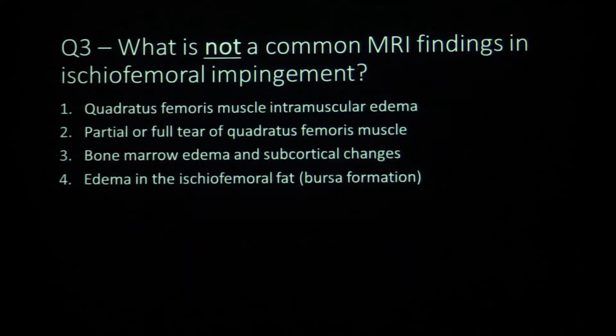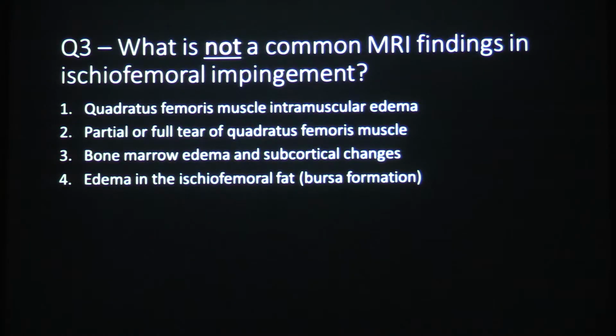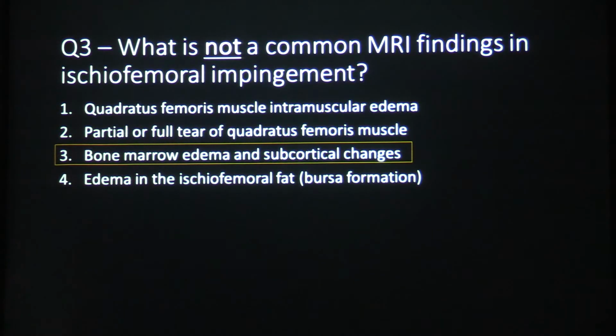And what is not a common MRI finding in ischiofemoral impingement? Bone marrow edema. While bone marrow edema can happen, it is not a common finding, and the others are very much common findings: we see the edema in the muscle, we can see partial or full tears, and edema in the surrounding fat and bursa formation.